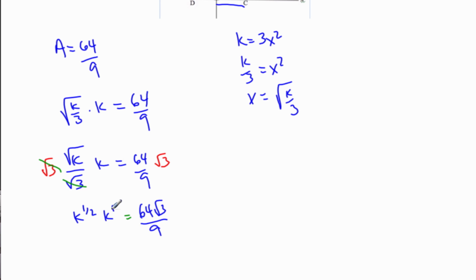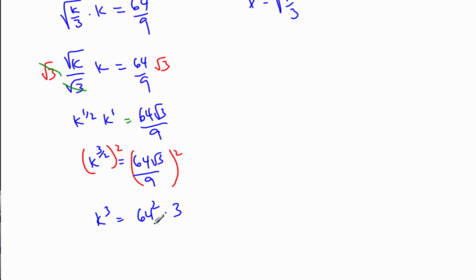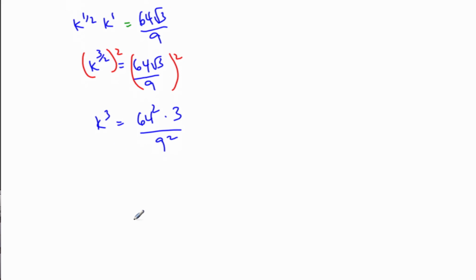And if I multiply these two k's, I add the exponents. So 1 plus 1/2 is k to the 3/2, which is equal to 64 root 3 over 9. And so now I need to solve for k. The easiest thing to do is put it to the power 2, which gives me k cubed is equal to 64 squared times 3 over 9 squared. Now I have to remember I'm not allowed to use a calculator, so I have to work with my exponents.